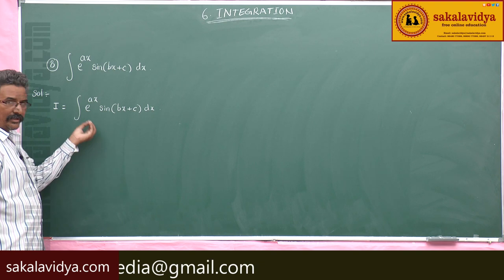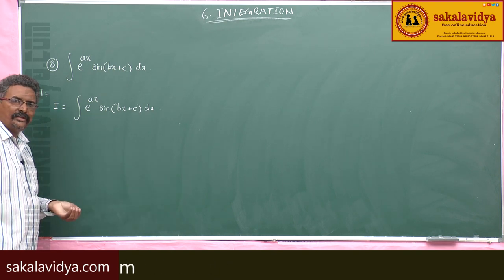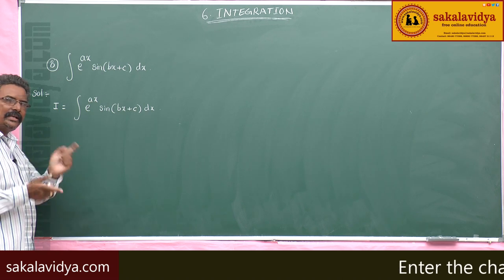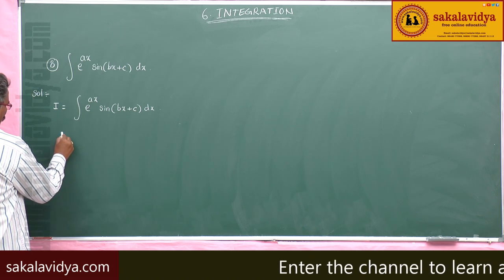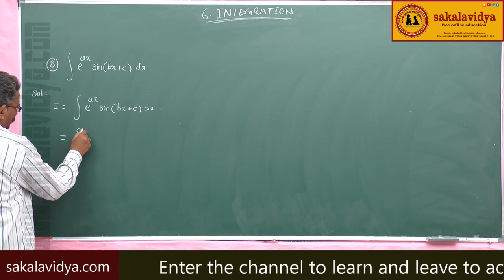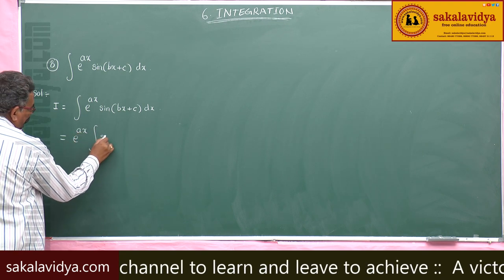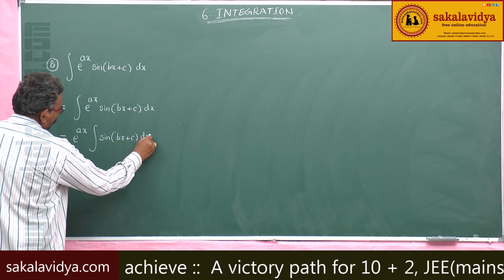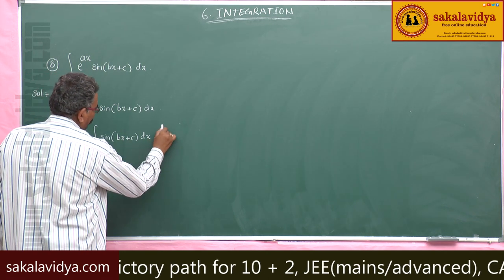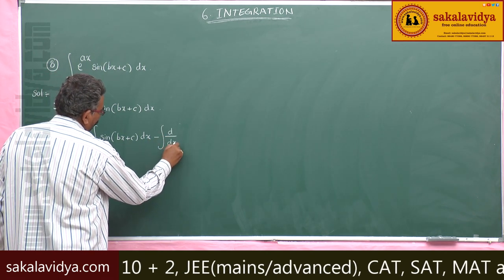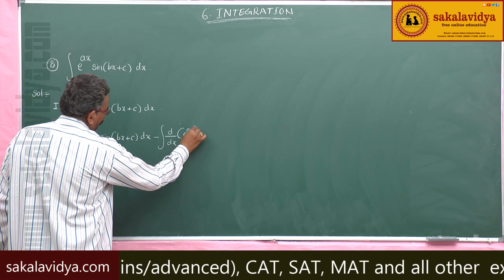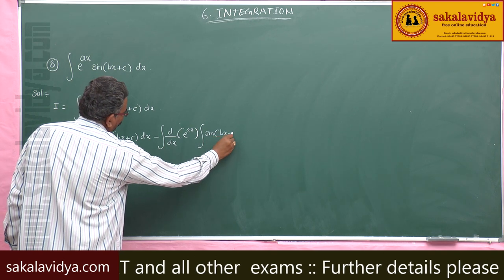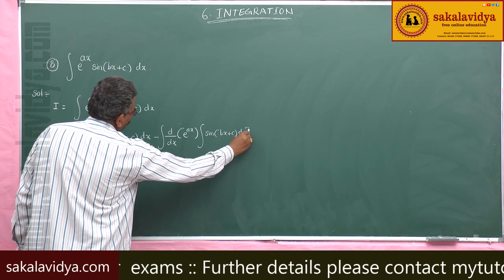So whenever an exponential function and a trigonometric function are there, we are free to select any one of the functions as first or second. So e power ax as first function, and integral sin of bx plus c dx, minus integral d by dx of e power ax and integral sin of bx plus c dx, and whole dx.